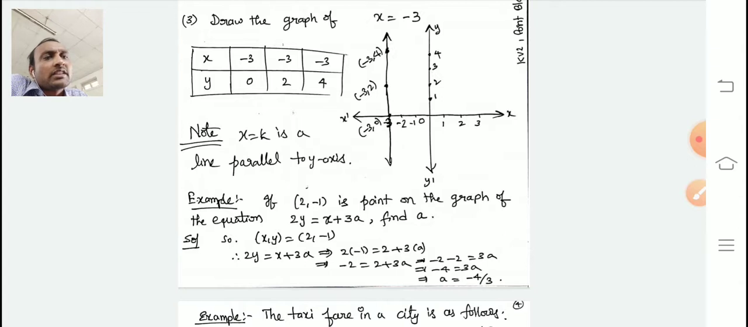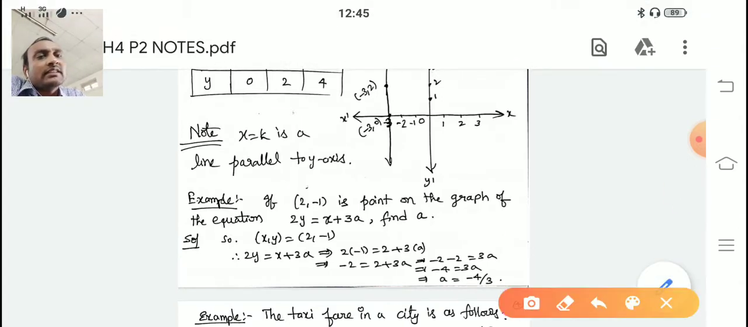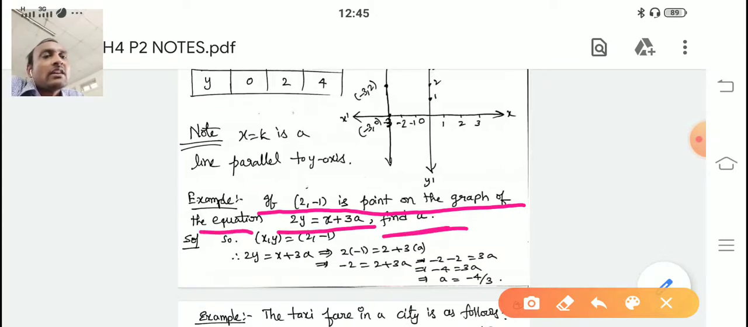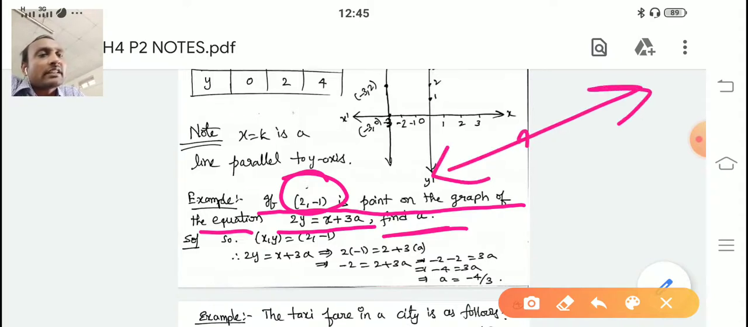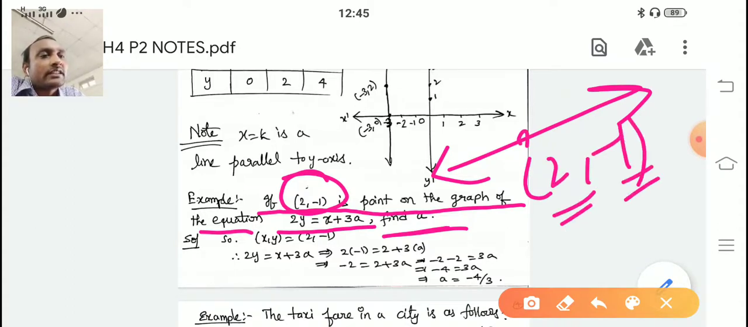This is an example, a question which is there in the book. They are telling that if (2, -1) is a point on the graph of the equation 2y = x + 3a, find a. What do you mean by that? (2, -1) is a point on the graph of the equation, that means it is a point on this line. This is the x value, this is the y value: x is equal to 2, y is equal to -1.